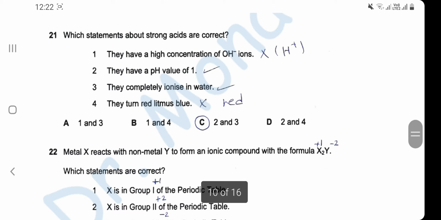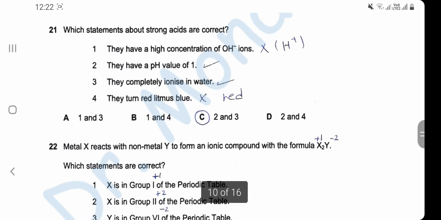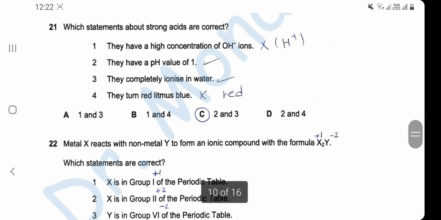Question 21. Which statements about strong acids are correct? 1. They have high concentration of hydroxyl ions. Of course, this is wrong because they have high concentration of hydrogen ions or protons. 2. They have a pH value of 1. This is correct.